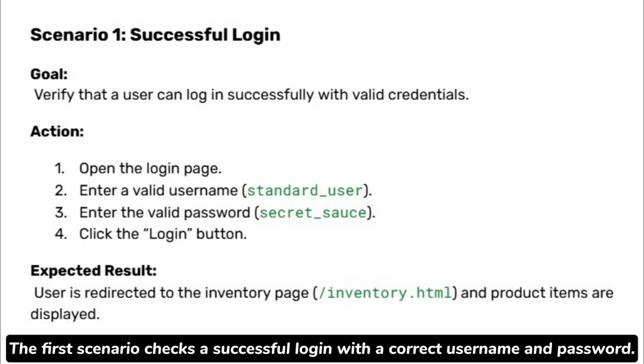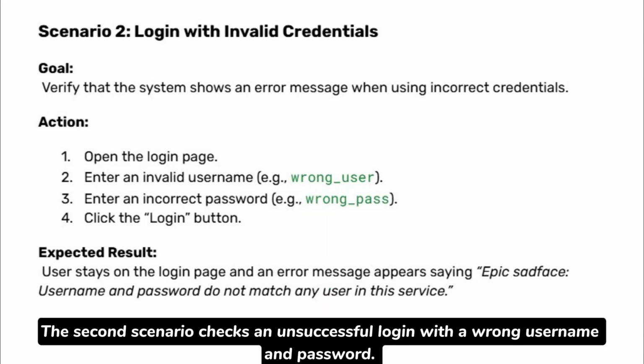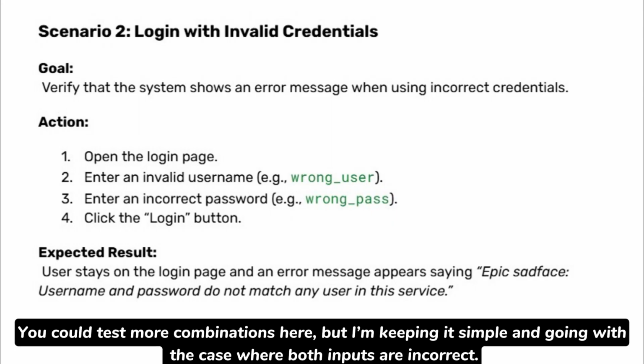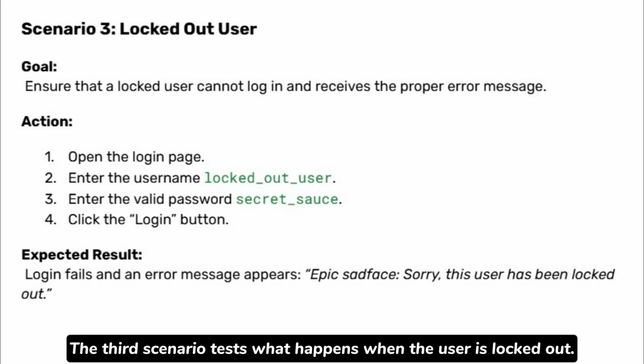The first scenario checks a successful login with a correct username and password. The second scenario checks an unsuccessful login with a wrong username and password. You could test more combinations here, but I'm keeping it simple and going with the case where both inputs are incorrect. The third scenario tests what happens when the user is locked out.